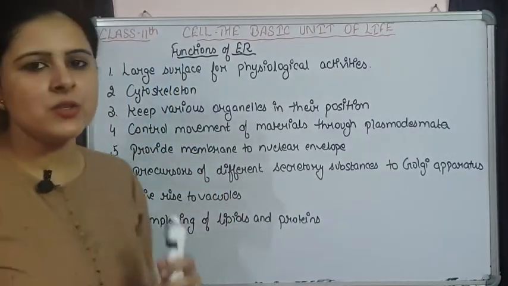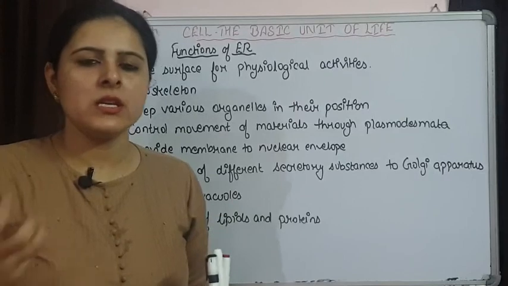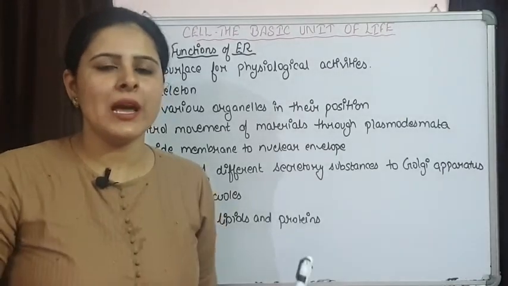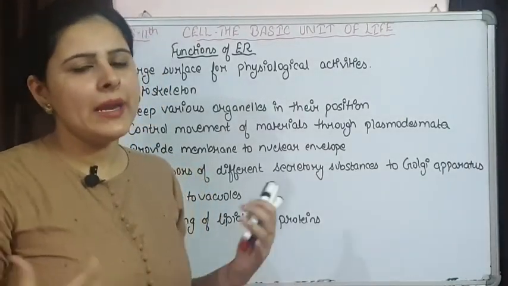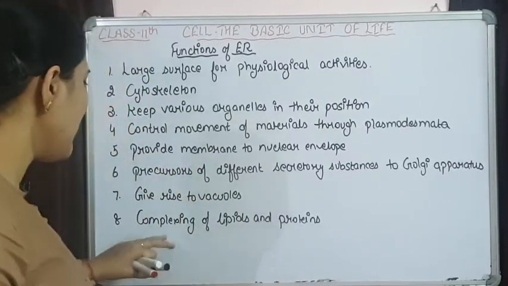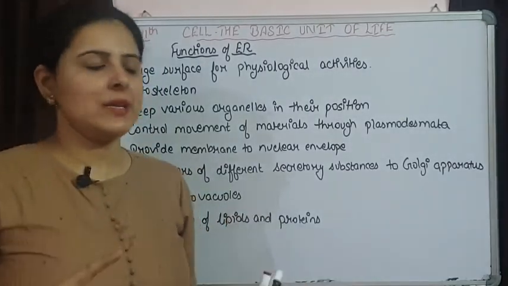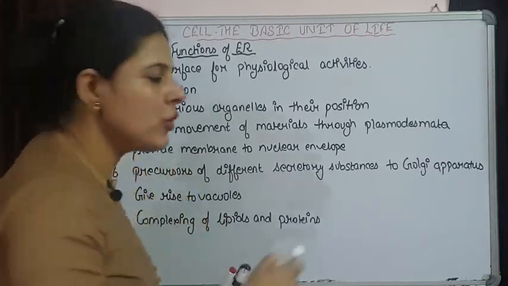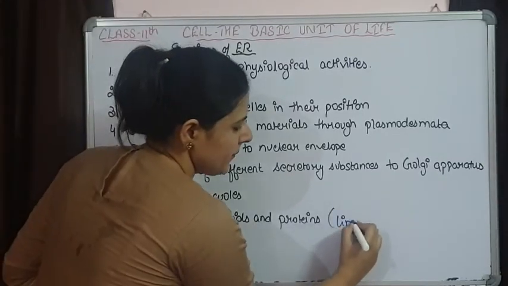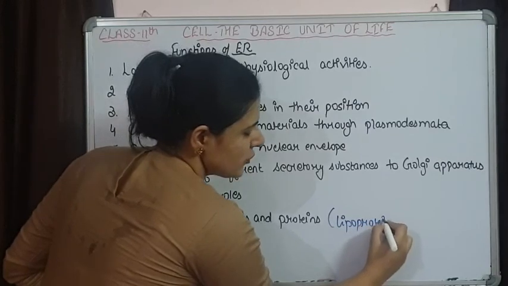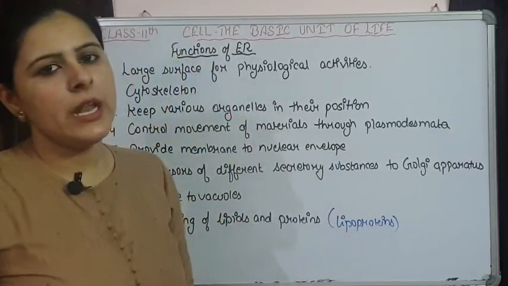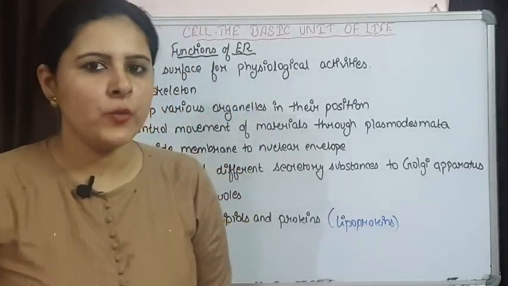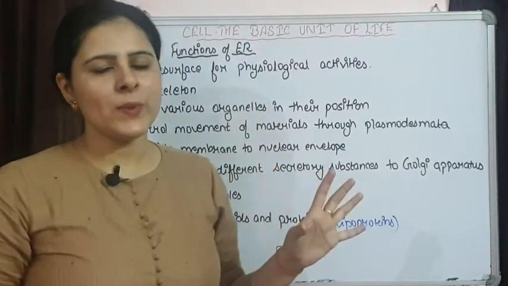Then it is giving rise to vacuoles, like vesicles are formed. These vesicles are going to enlarge, they are going to store sap, and they become vacuoles. It is also involved in the complexing of lipids and proteins. So it is involved in the formation of lipoproteins. The lipids are going to be combined with proteins and lipoproteins are going to be formed. So these are common functions of endoplasmic reticulum.